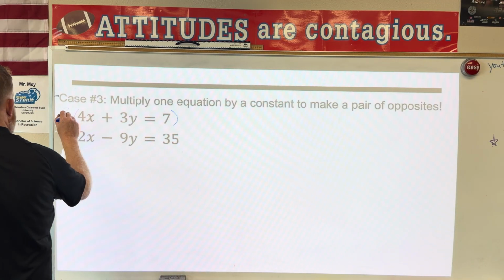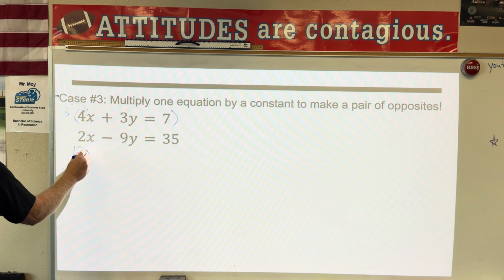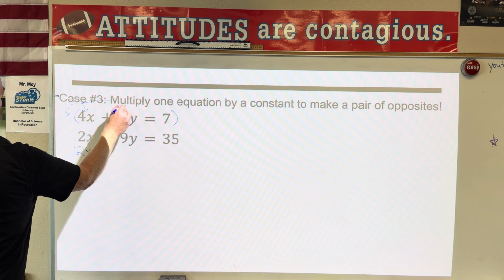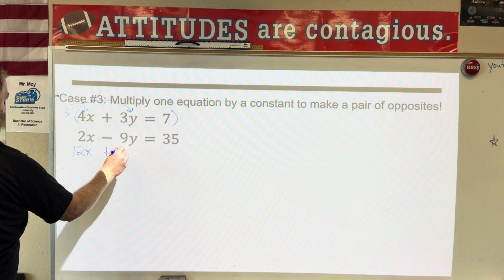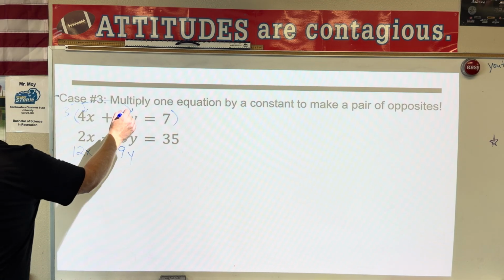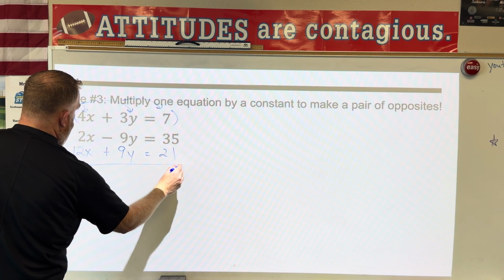So I'm going to multiply times 3. What's 4 times 3? 12x. Remember, you got to do it to the entire equation, right? What's 3 times 3? Positive 9y. Yes, there's the opposites. Correct? And then what's 3 times 7? 21. So now I can do the math.